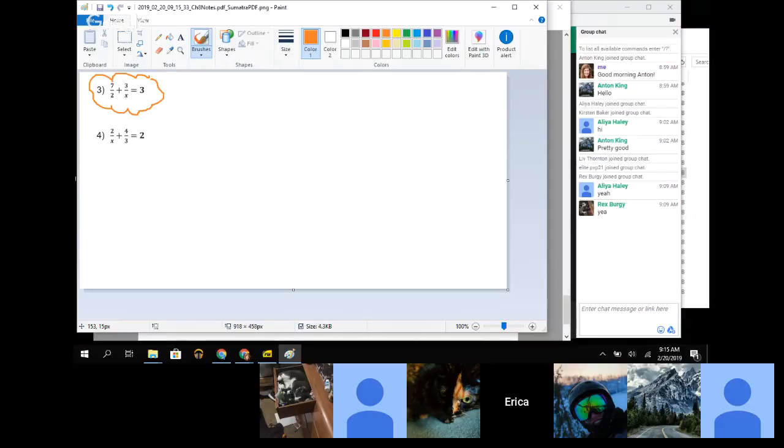So can I solve this using cross multiplication? Is it a proportion? That's the word I should have said earlier. Is it 2 fractions that equal each other? No, right? Can't do cross multiplication because we have 7/2 plus 3/x. So you can't cross multiply. Exactly, Otto. Can't do it.